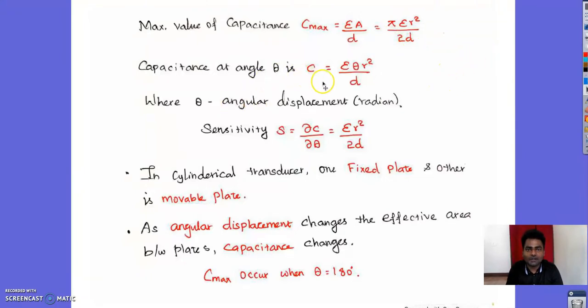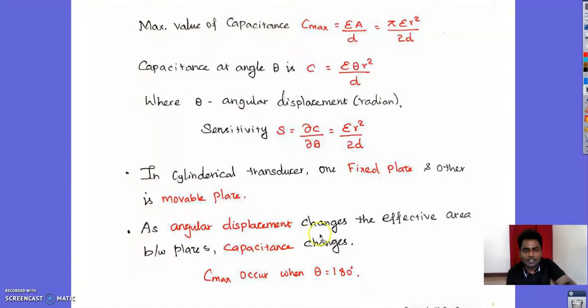The capacitance at angle theta is given by C equals epsilon into theta into R square divided by D, where theta is the angular displacement, because we are talking about the cylindrical capacitive transducer. Here the sensitivity will be equal to epsilon R square divided by 2D. In the cylindrical transducer, there is one fixed plate and another movable plate. The outer part is the fixed part, and the inner part, present inside the hollow cylinder, is the movable part.